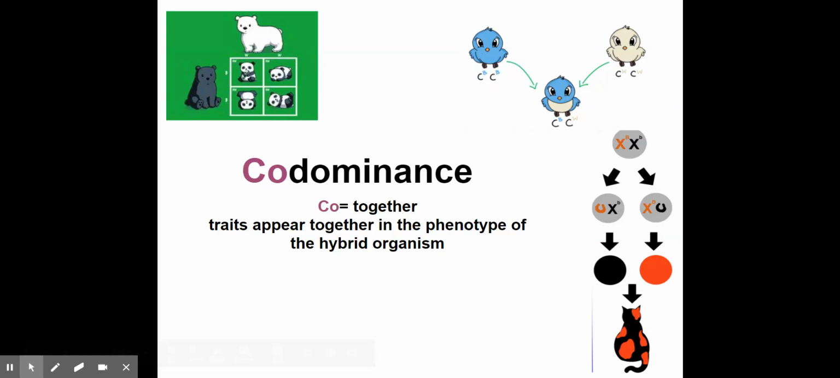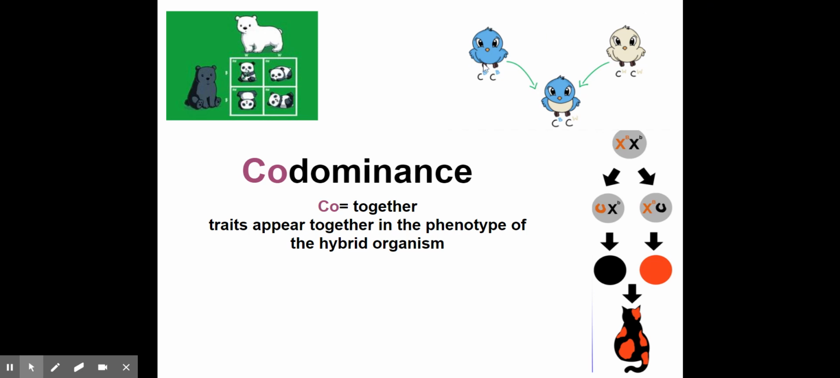Today we're going to talk about codominance. The prefix "co" means together, and for codominance, it's telling us that the traits are going to both show up in the phenotype anytime you have both alleles for each of those two traits or genes in the genotype.